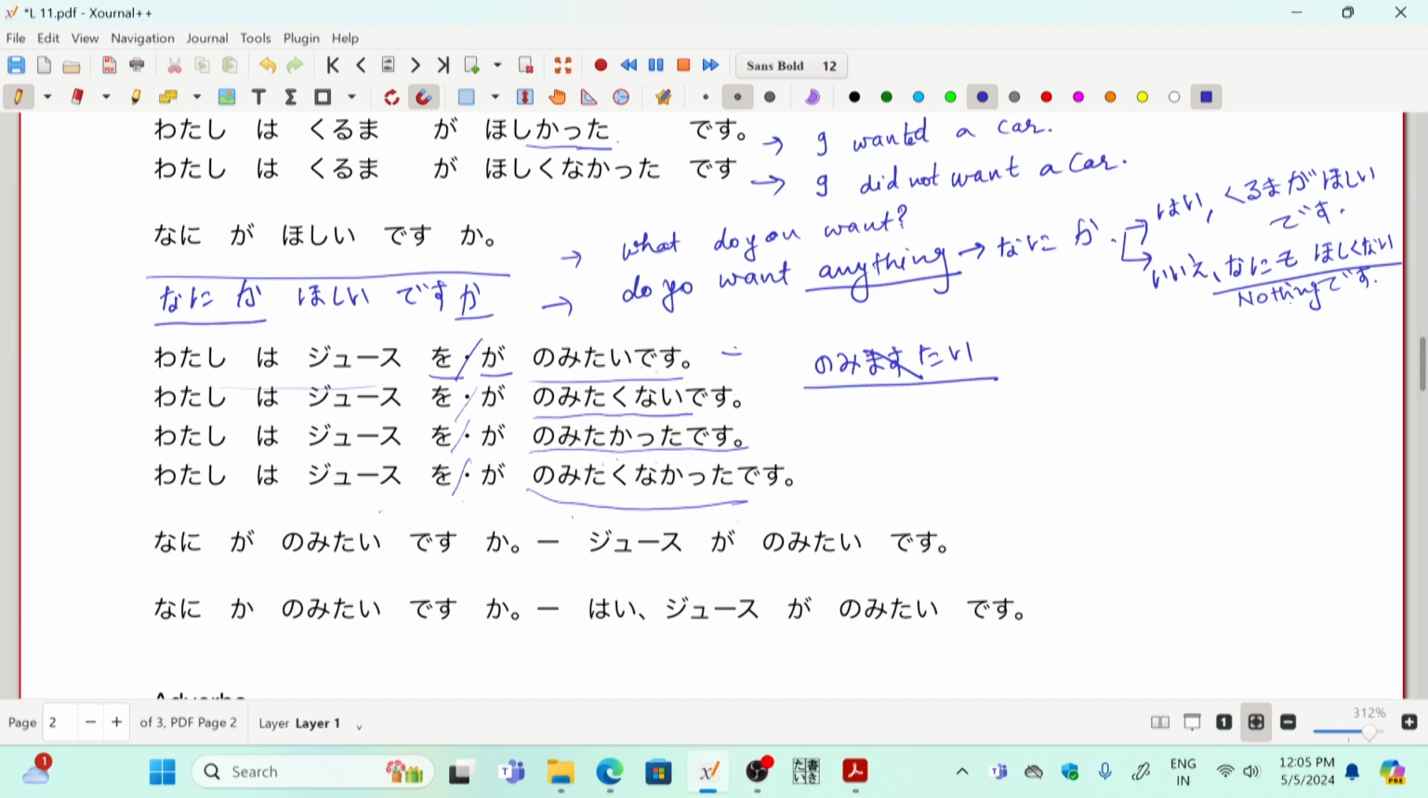So this is how the tai form changes. You cut i and add kunai. You cut i and add katta, and finally cut i and add kunakatta for past negative.